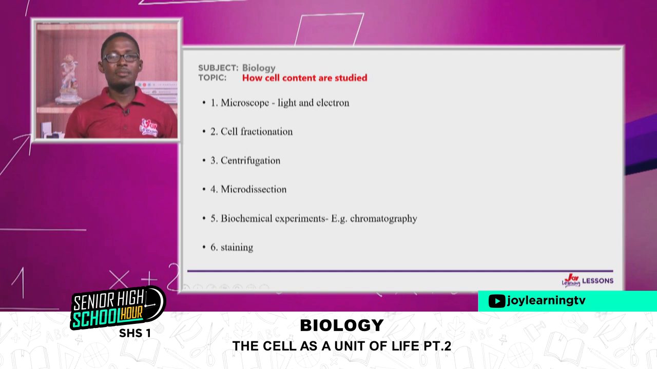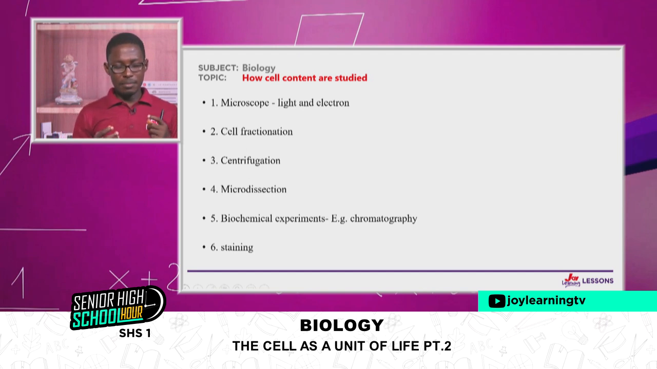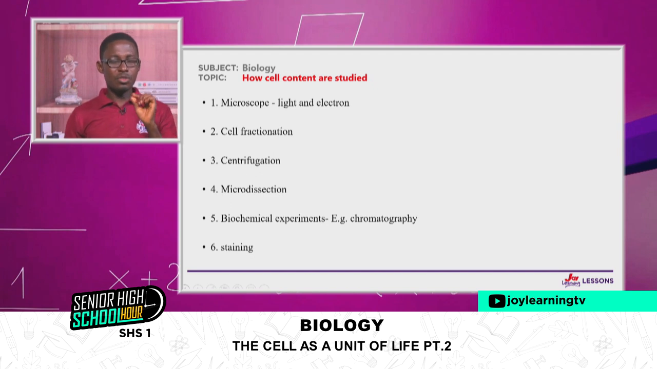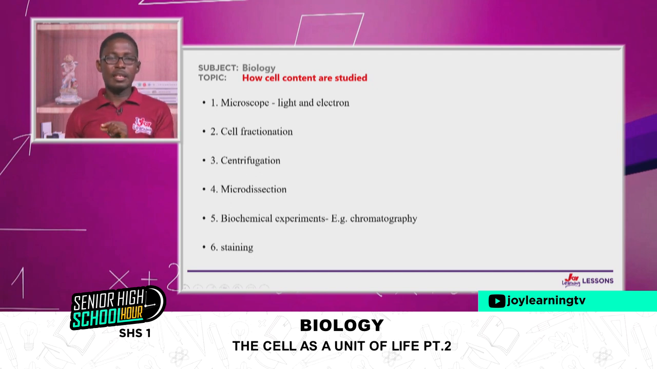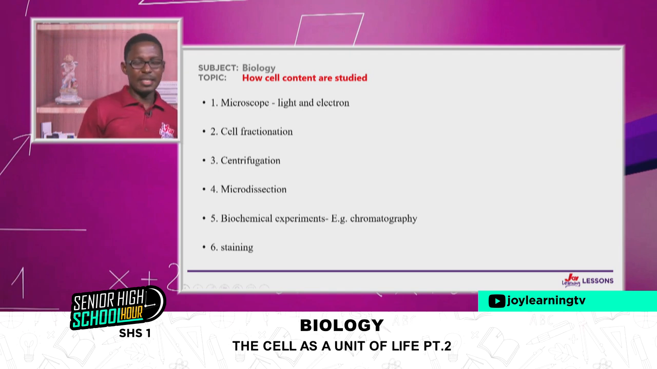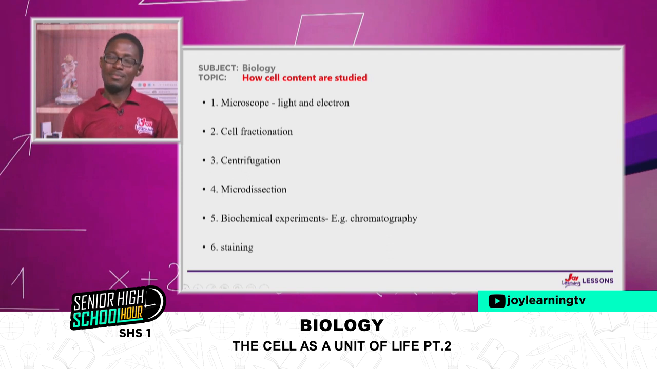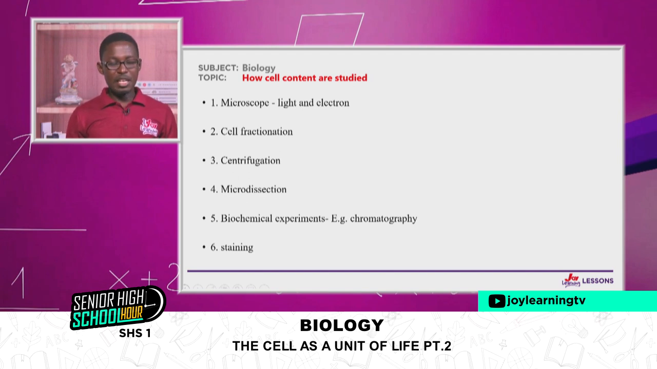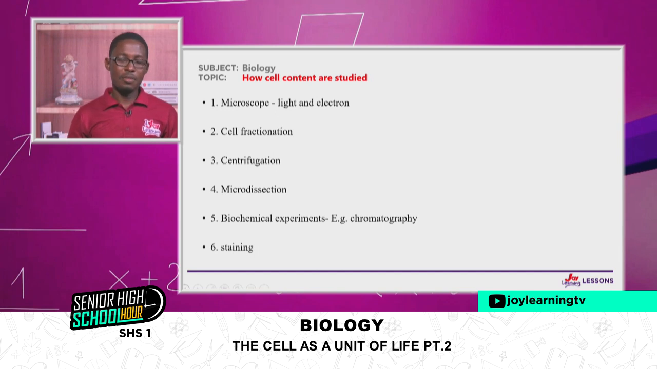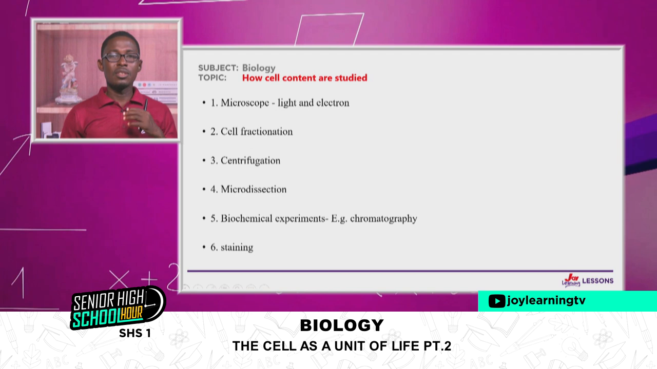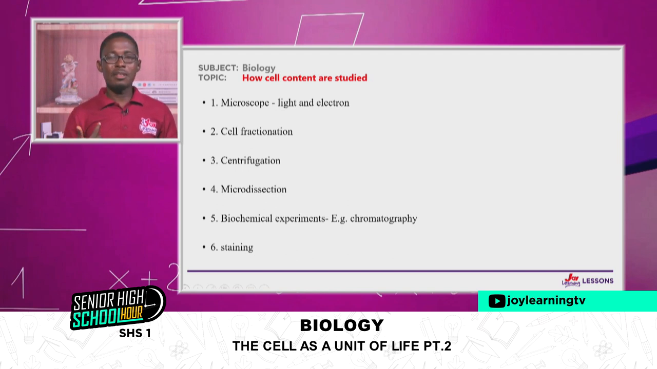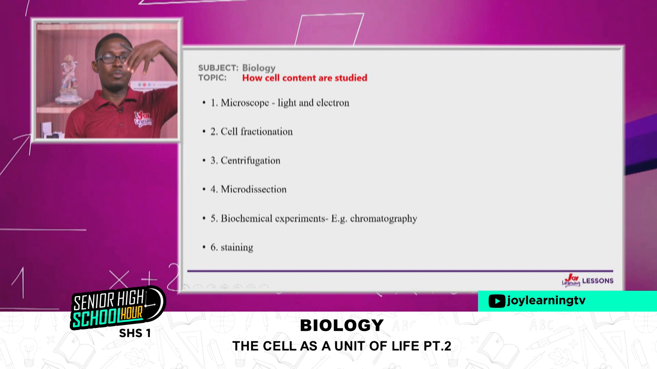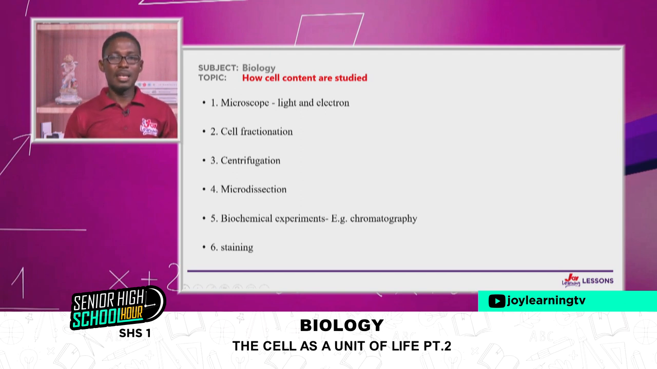Microdissection is another method where they put a cell under a microscope, take smaller or tiny instruments, pierce through the cell, remove parts one at a time, and begin to study them. If I told you the size of a cell, you'd be shocked, but scientists are able to do this. Then we have biochemical experiments using chromatography and other chemical processes to study the chemical nature of every part of the cell, the organelles, the liquid, whether they are acidic or basic, the way they rise on the paper, the chemists are able to interpret it as such.